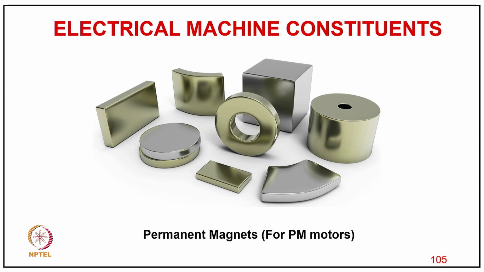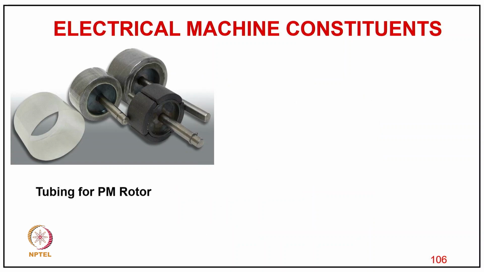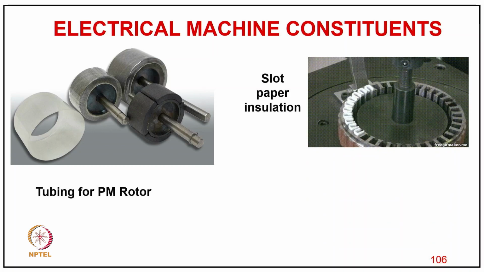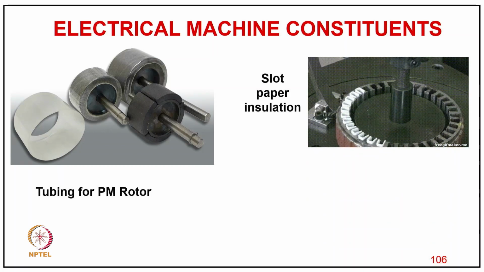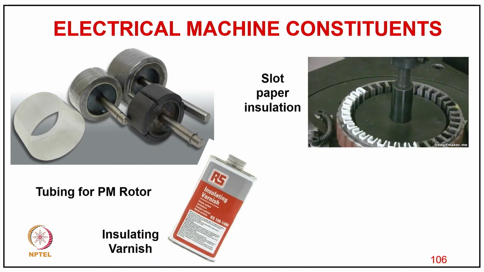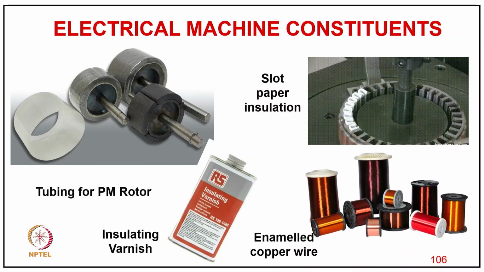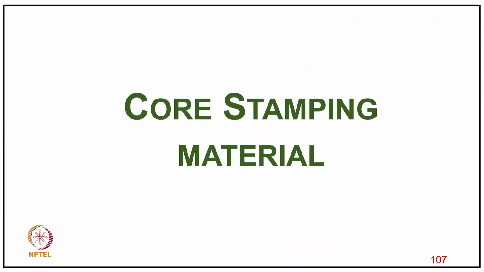It may be for a permanent magnet brushed DC motor or servo motor, where we put the magnets in the rotor. And of course, tubing of the permanent magnet rotors is specific to different sizes and different kinds of rotors. Then you can see how slot paper insulation is put into the slots of the stator laminated structure. And then of course you have insulation varnish typically put on this, and then you have enamel copper wire, which also has insulation over it, which is used for the purpose of winding.